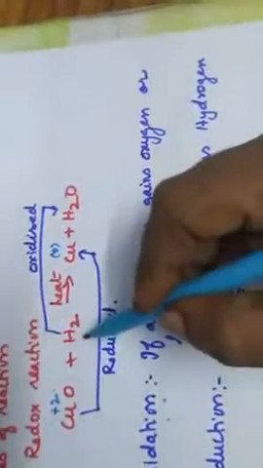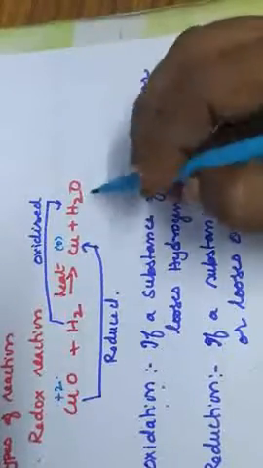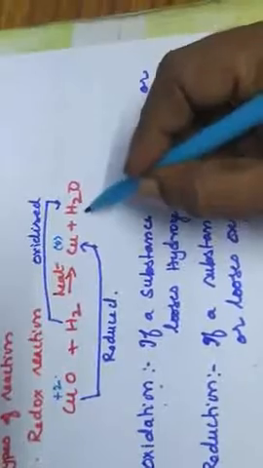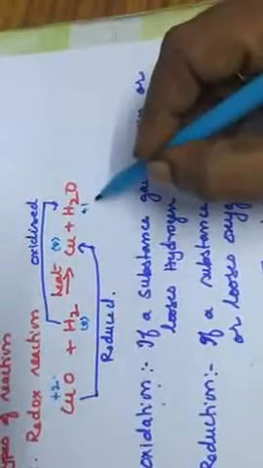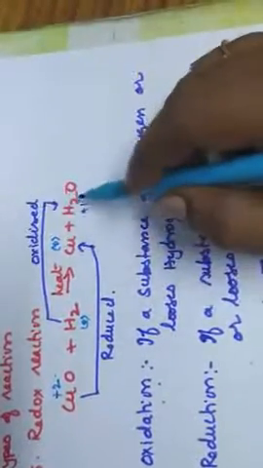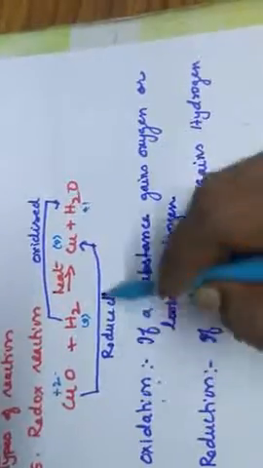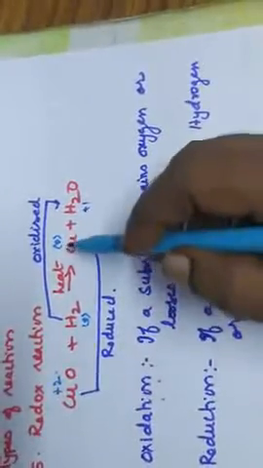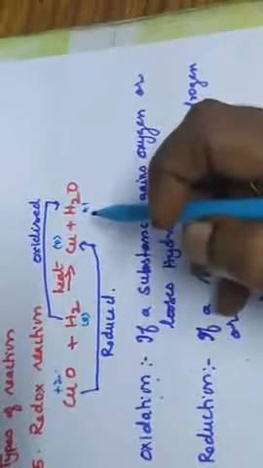Then hydrogen here is in the state of 0, and when it goes here it is in the state of +1. From 0 to +1 it goes, so it is oxidized. Hydrogen is oxidized and copper is reduced. +2 to 0 state it has gone, so it has come down, so it is reduced. Here 0 to +1, so it is oxidized.